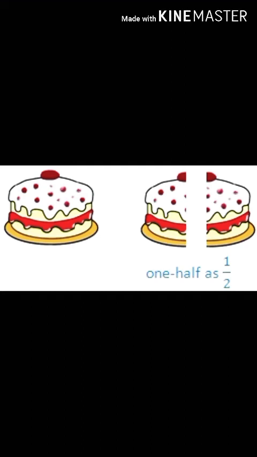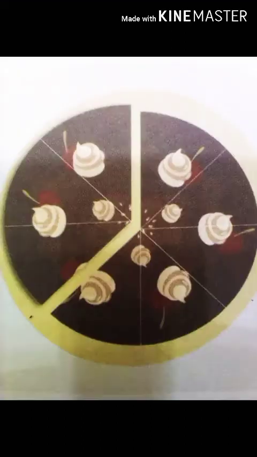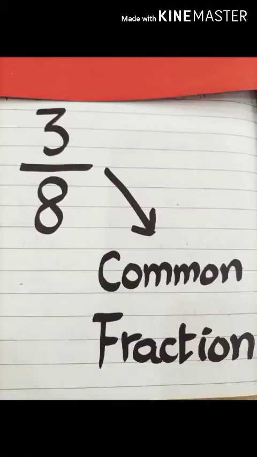If I take 4 pieces of the 8, then it can be written as 4 by 8, or it also can be written as the half of the cake, 1 by 2. And if I take 3 pieces of these 8 parts in total, then it will be written as 3 by 8, which is also known as a common fraction.